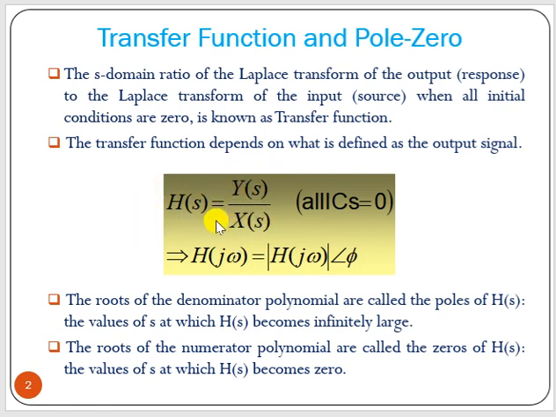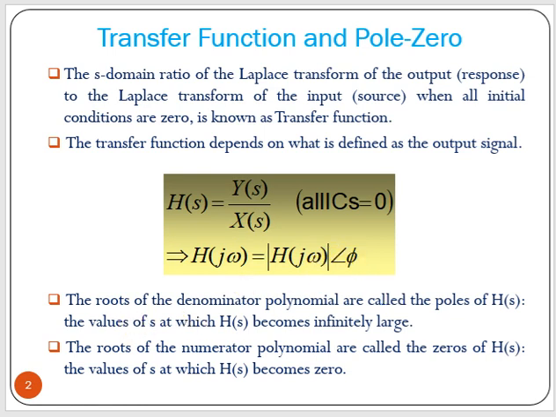Here Y and X can be voltage and current. In that case, all initial conditions are zero, and this is a ratio of polynomials, which can be a complex number. So it can be written as H(j omega) if we put s equal to j omega, that is, the magnitude of H(j omega) at an angle of some phi.